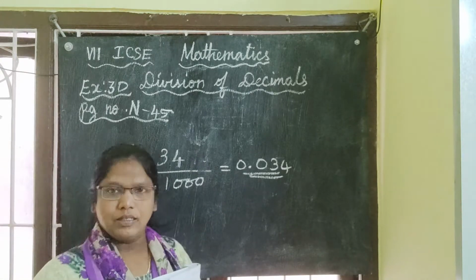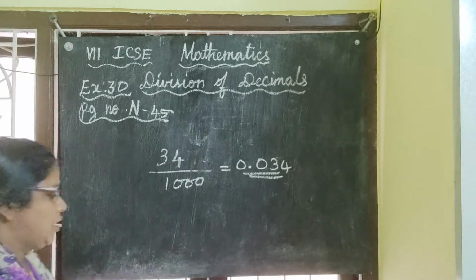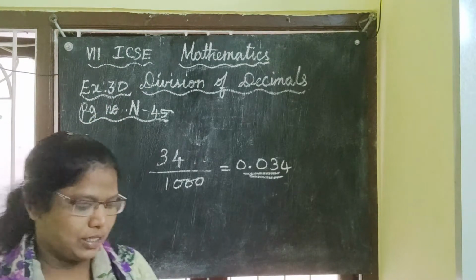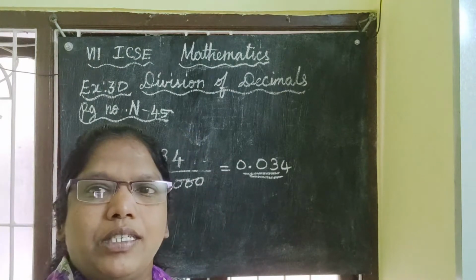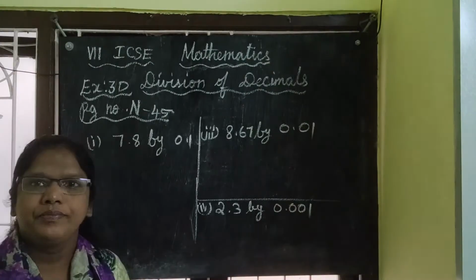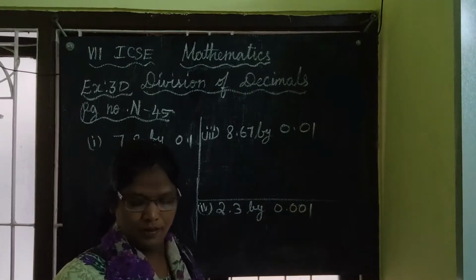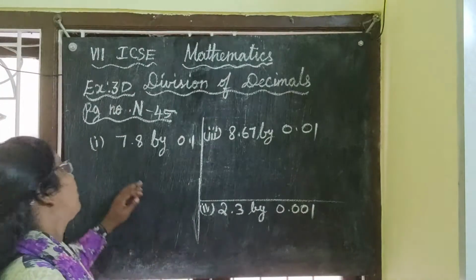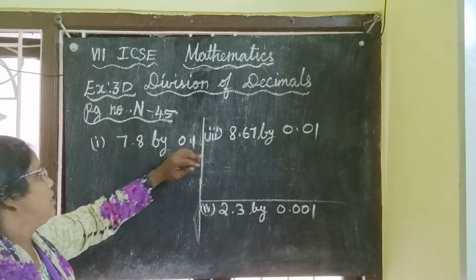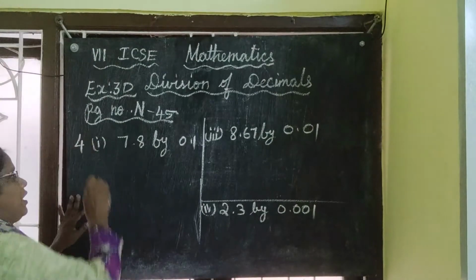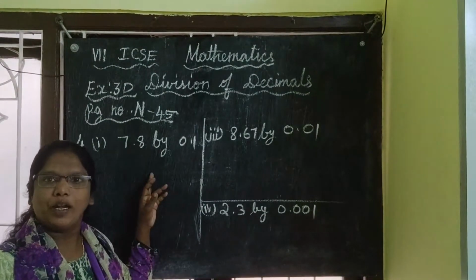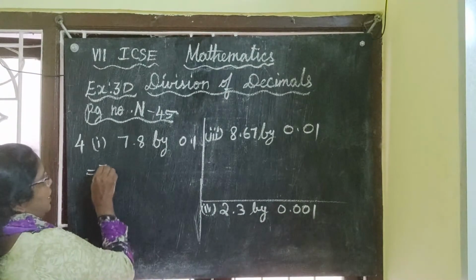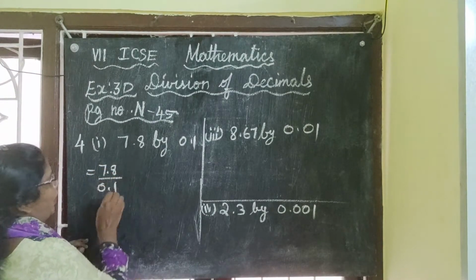Next, now I am going to teach exercise 3D, fourth topic. Okay children, now you listen. 3D, division of decimals, fourth topic, first one: 7.8 divided by 0.1. I am dividing this.